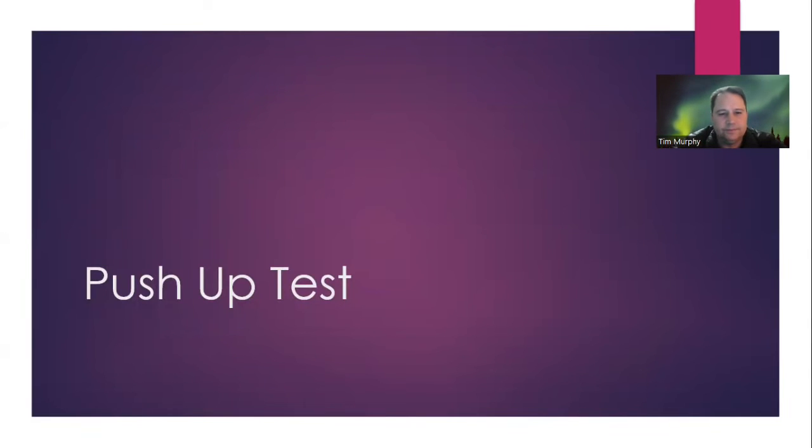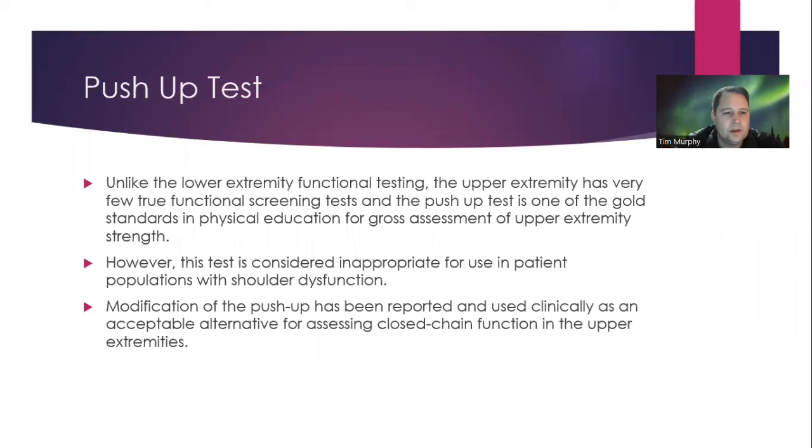The push-up test. Unlike the lower extremity functional testing, the upper extremity has very few functional screening tests, and the push-up test is one of the gold standards in physical education for gross assessment of upper extremity strength. However, the test is considered inappropriate for use in patient populations with shoulder dysfunction. Modification of the push-up has been reported and used clinically as an acceptable alternative for assessing closed chain function in upper extremities.